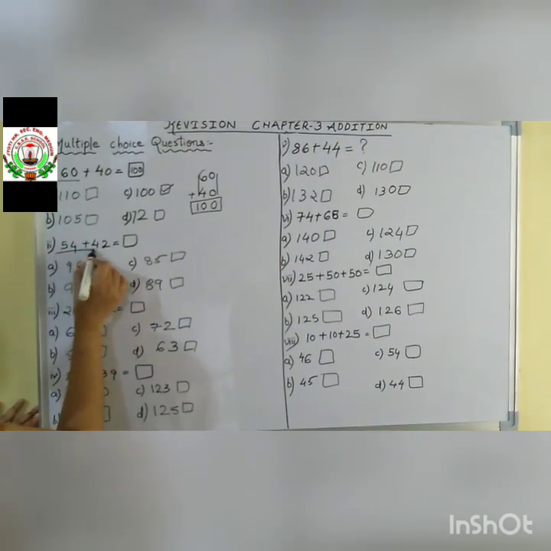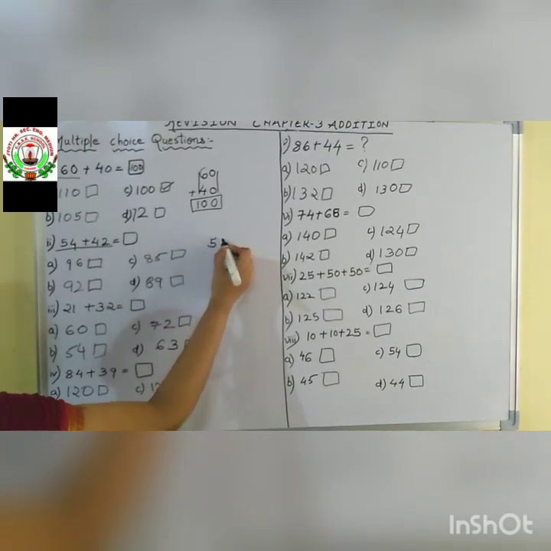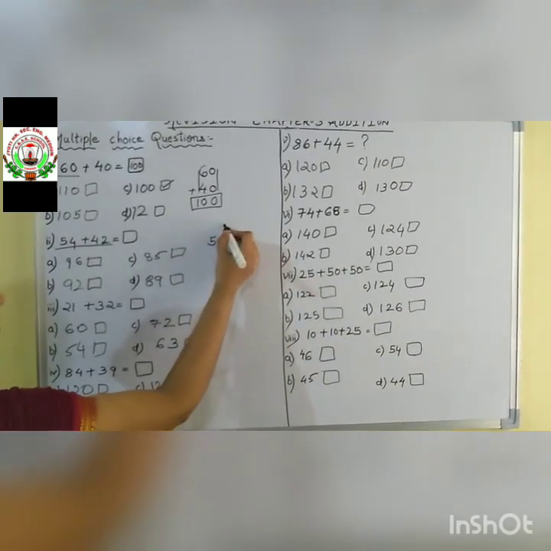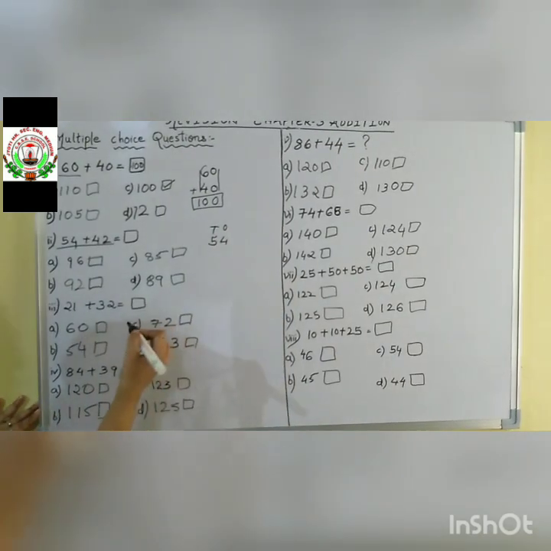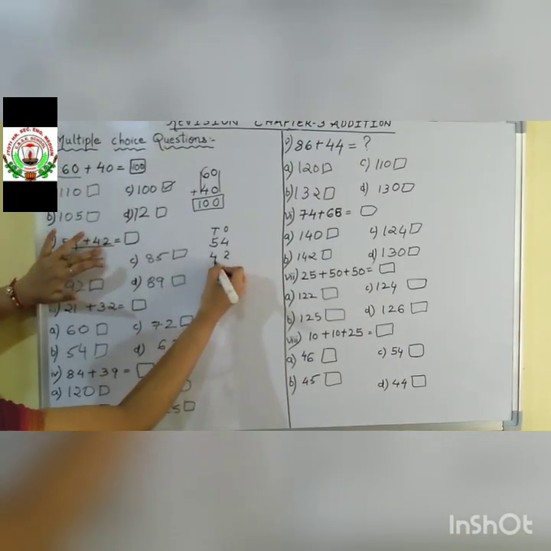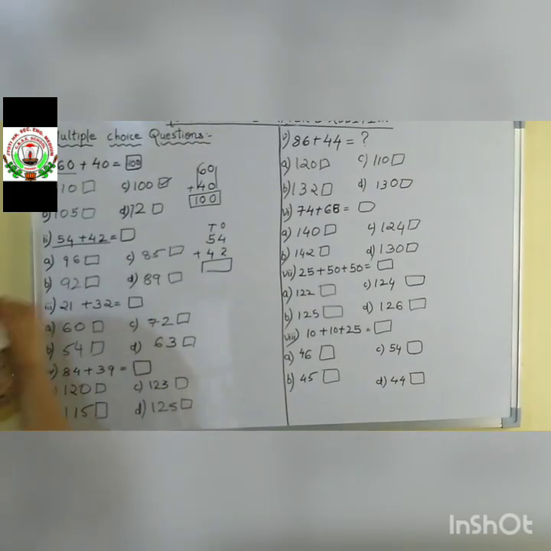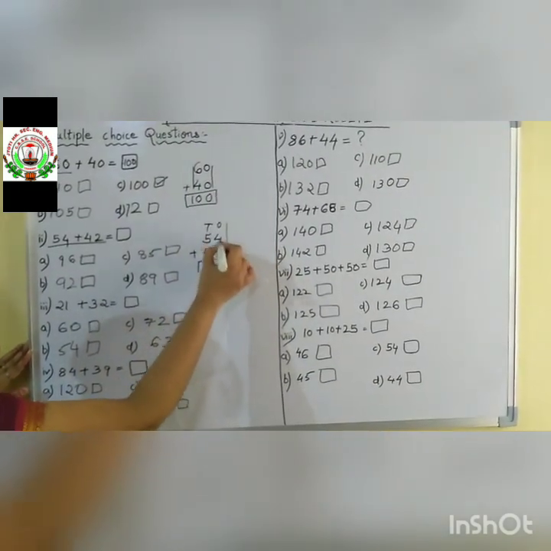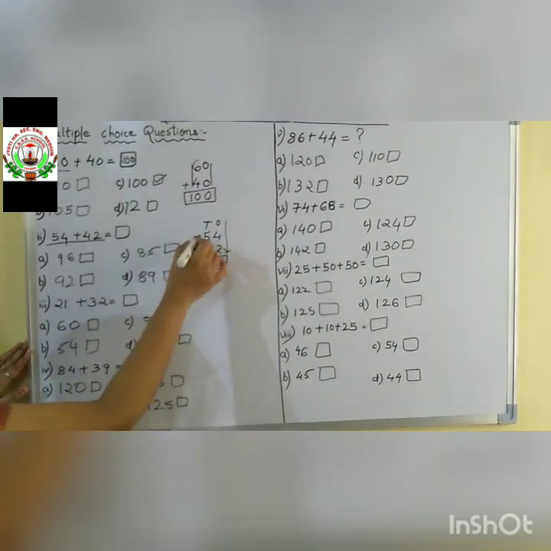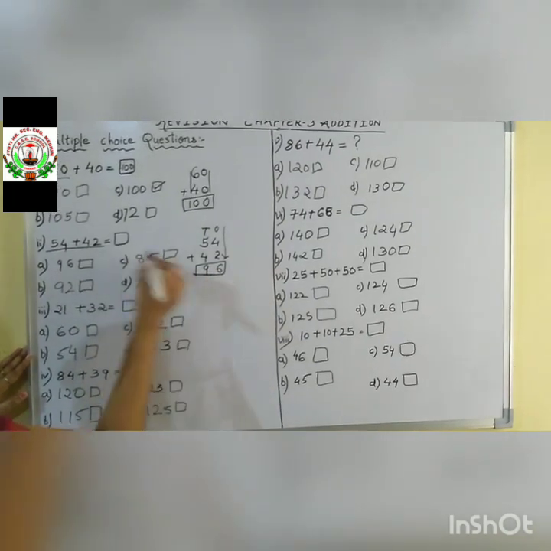Next question, 54 plus 42. First write down the number 54. Give the place value also, ones and tens like this. Then next number 42. Start from the ones side, ones place 2, then 4 in this way. Put the addition sign and do the addition. Starting from the ones place, 4 plus 2 how much children? 4 plus 2, 6. Then 5 plus 4 how much? 9. So we get the answer as 96.